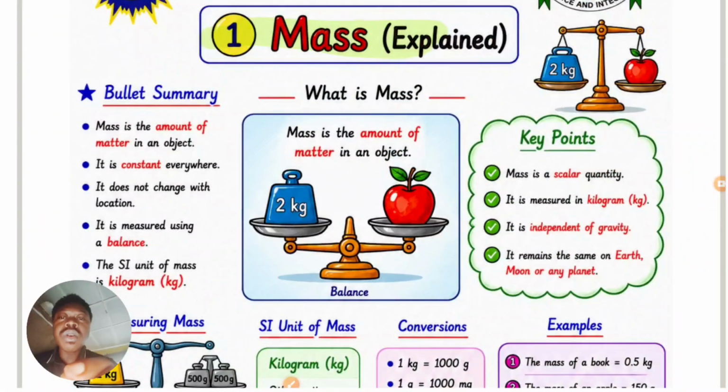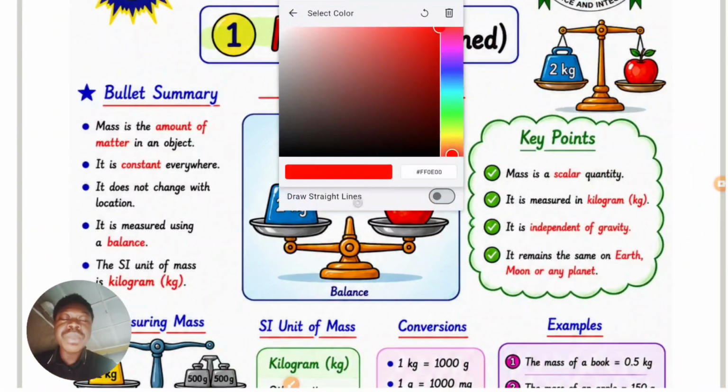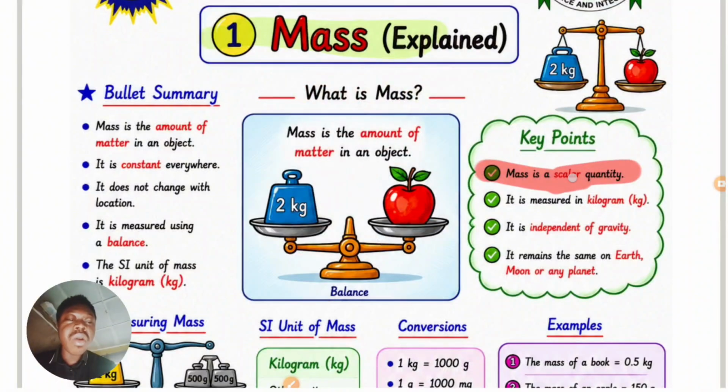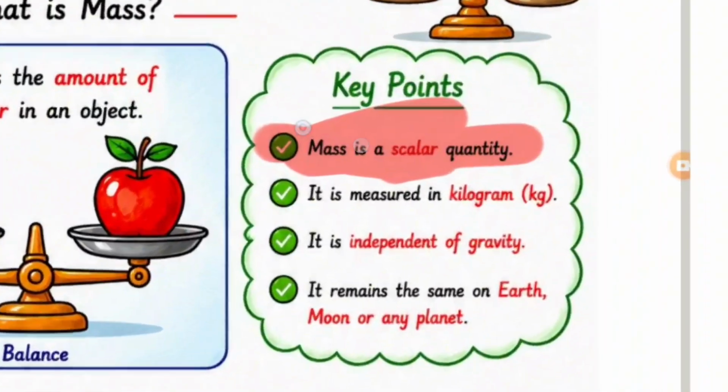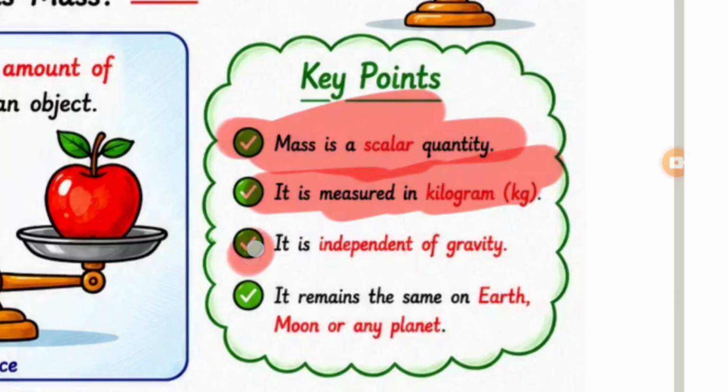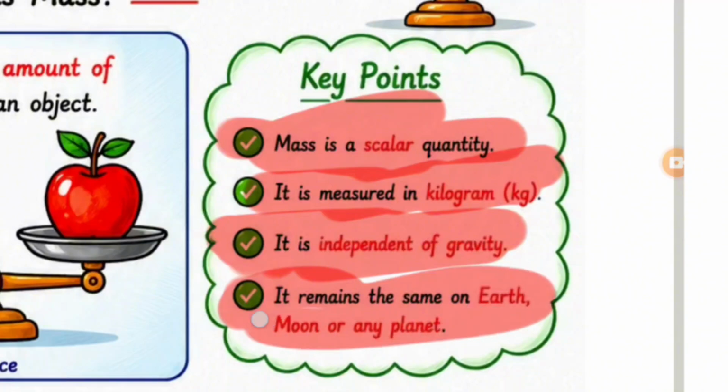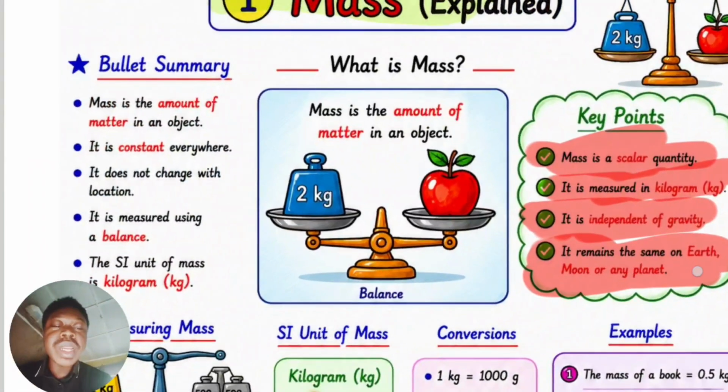So you should know, based on vector and scalar, that mass is a scalar quantity. Okay, it is measured in kilogram. It is independent of gravity, and it remains the same on the earth. It remains the same on the moon. It remains the same on any planet. Mass is the real deal.